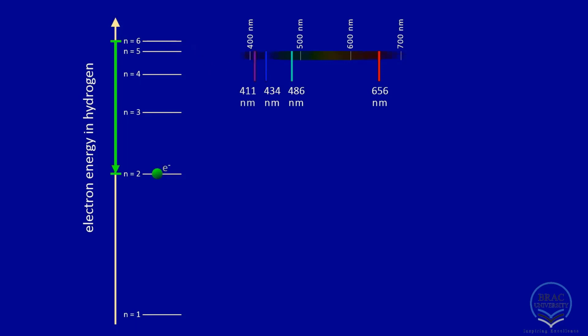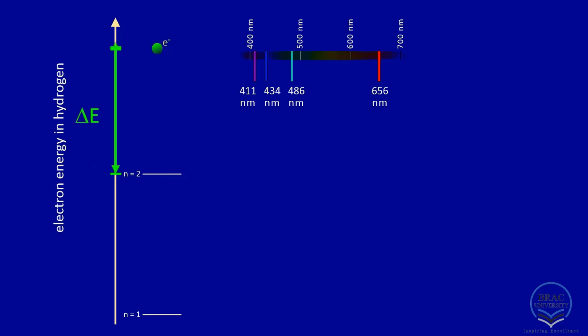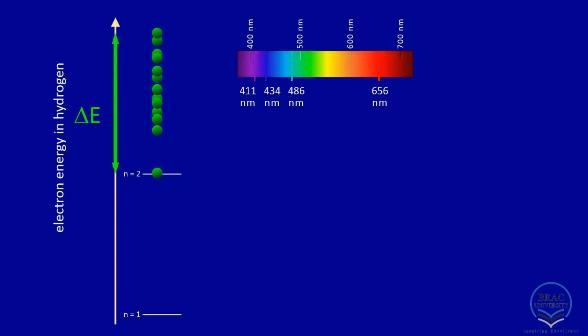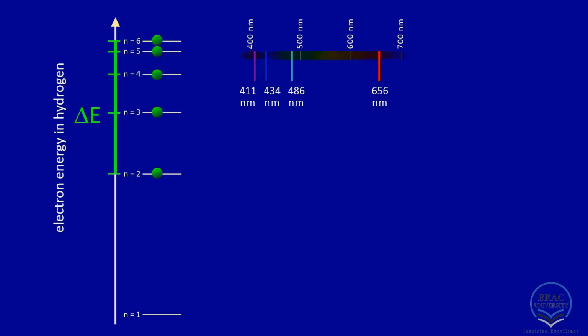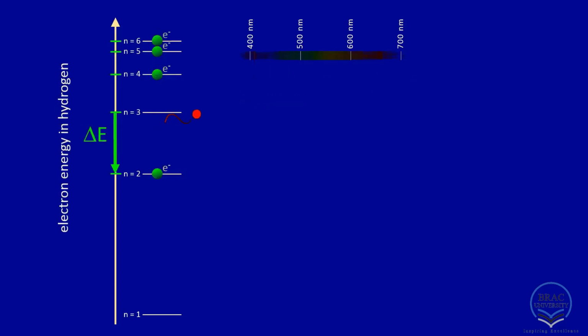Notice that the electron can't exist between 2 and 3, or 3 and 4, or 4 and 5. That means it can't be 2.1 or 2.2 or 2.3 like this. If an electron could exist at any energy, then the changes of energy, represented here with delta E, would result in a continuous spectrum like this. But only discrete colors are seen, which we call a line spectrum. So the electron must remain in discrete energy. This is the first postulate of Bohr's atomic model.